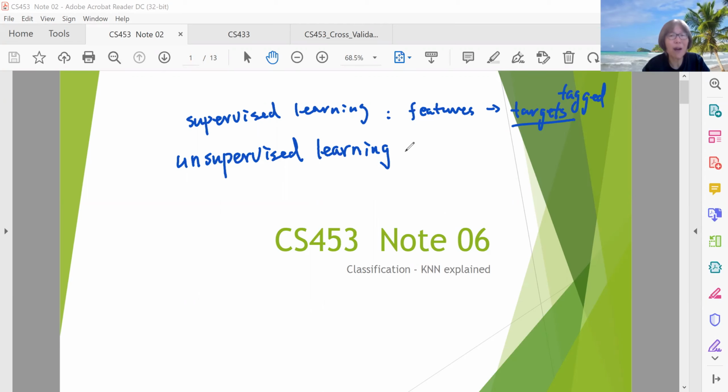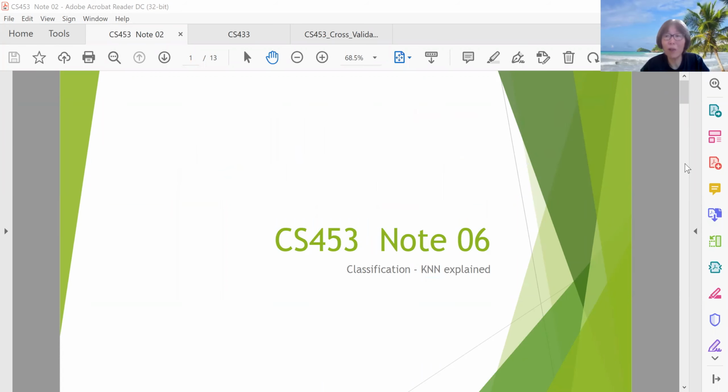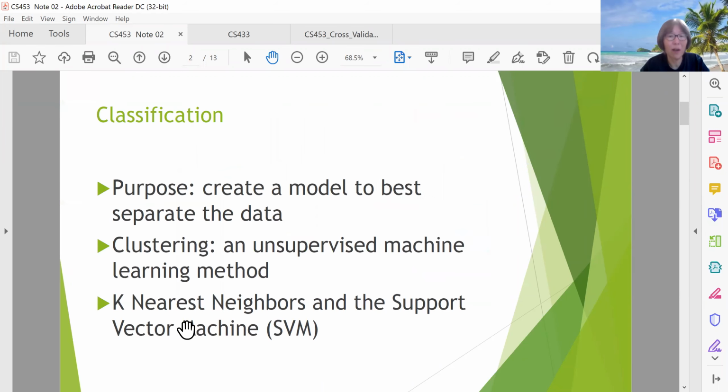For unsupervised learning, we don't have tagged targets. Okay, so that's why it's called unsupervised. And the first approach that we will learn is KNN. So that's what we will learn today. It's K nearest neighbors. So let's take a look at the concepts of K nearest neighbors. Okay.